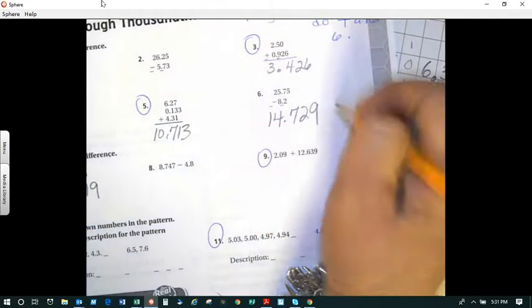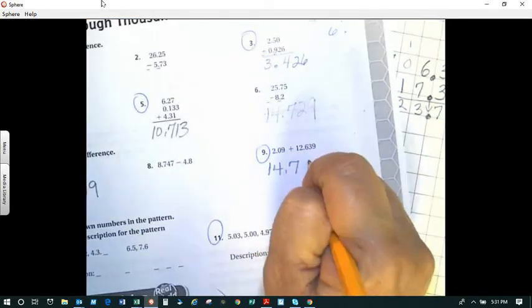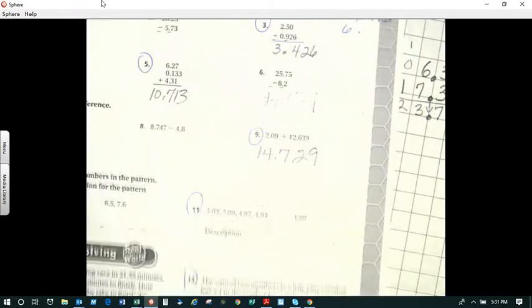Oops, wrong spot. Okay, I do have a little bit of an eraser left. The answer is correct. I just put it in the wrong location. All right, let's take a look at number 11.